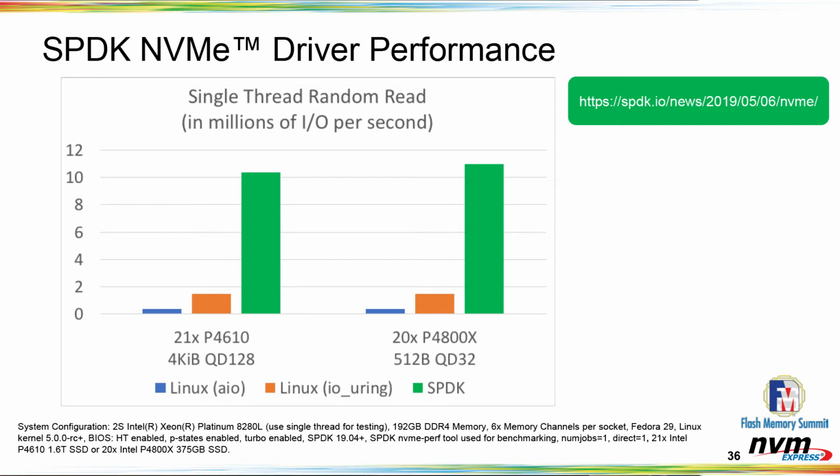You can see they've made some pretty big improvements. But with SPDK, we're hitting above 10 million IOPS on a single thread, and we ran this with a couple different configurations, one using NAND SSDs and another one using a bunch of Optane SSDs. If you go to spdk.io, you can pretty easily find the blog post that goes into a lot more detail on this.